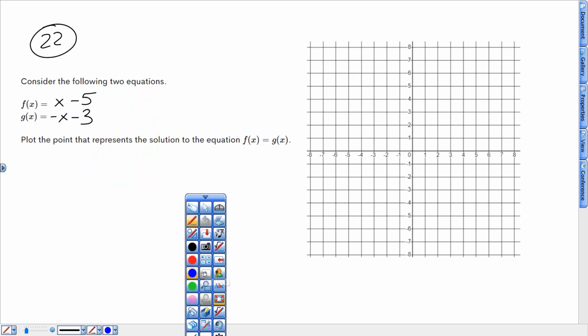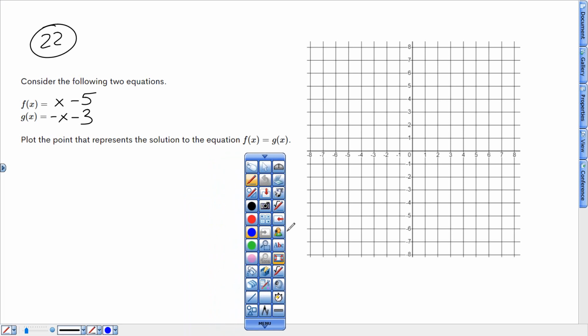22. Next word is over. All right, 22. Graph it and plot the point. Make sure you're plotting a point that represents the solution. I would just plot that 1 point. So here we go. First one in red. Starting at -5 on the y-axis. Remember, you always start that first point on the y-axis. Never would you put that on the x-axis.